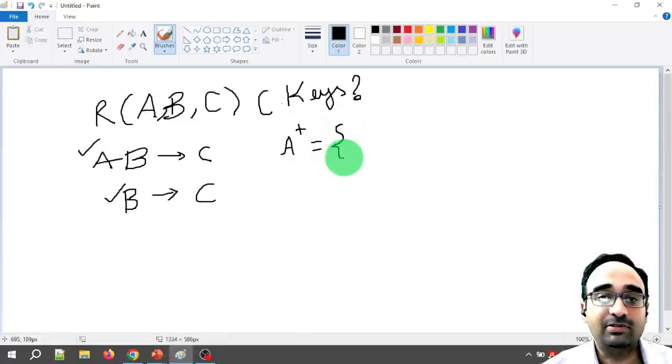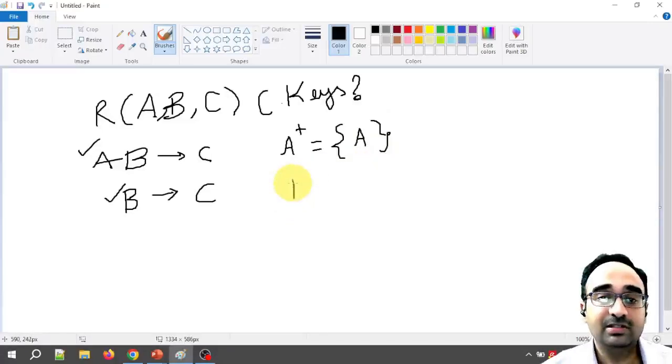When you are trying to find the closure of a particular attribute, you have to include that attribute in the closure like this. Now you have to check whether, in the FDs, there is this attribute alone on the left hand side. If you see this functional dependency, along with A there is also B, so we should not consider this. If you see this, it is not starting with A at all, so the closure of A, A plus, is A itself only.